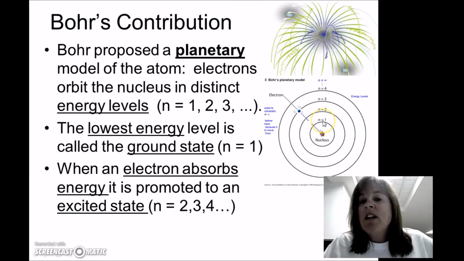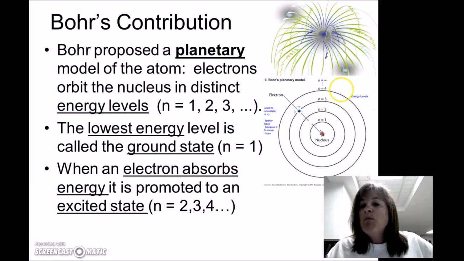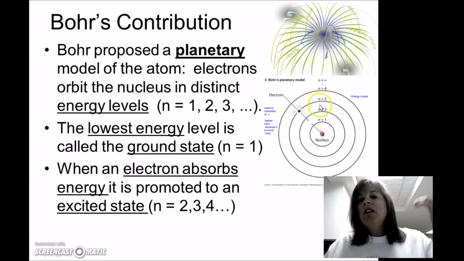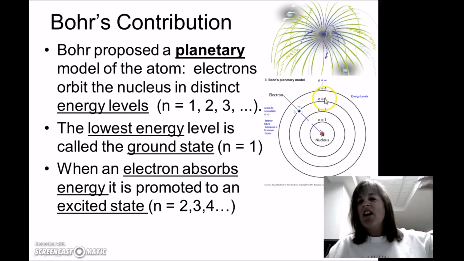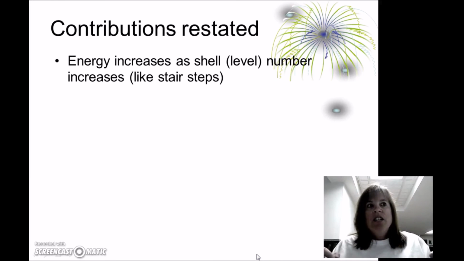Now, if an electron absorbs energy, and it has to be a specific amount of energy, it can move up into a higher energy state. So an electron wants to be at the lowest state, n equals 1, but if we hit it with some energy, it can jump up to another level. So it's kind of like climbing stairs, right? It takes energy to go up each rung on a ladder. So energy levels are a specific amount. And as we move away from the nucleus, these energy levels are kind of like stair steps.